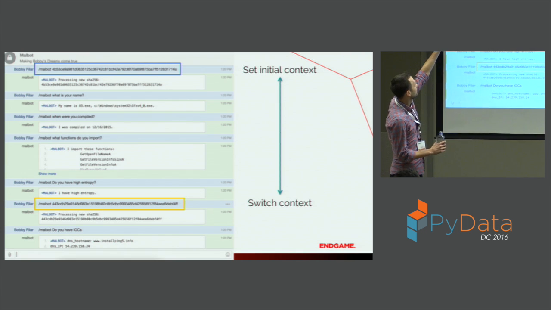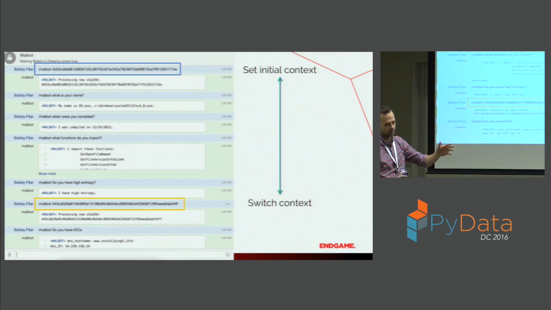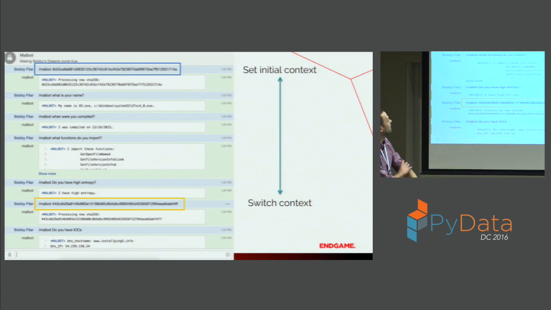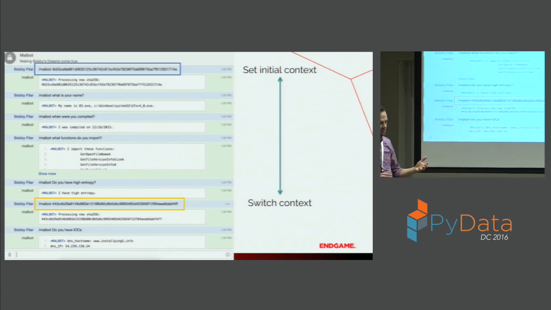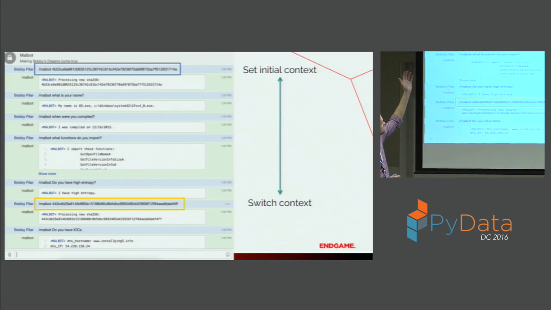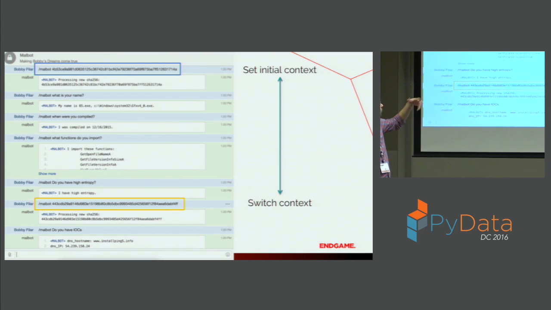You start out, everything is a slash command. If you have HipChat or Slack or anything like that, it's pretty standard fare for how you interact with the bot in these messaging platforms. Slash Malbot, SHA-256, he comes back saying, I've processed this, I'm good to go, start asking questions. What is your name? He provides a list of names he has been called according to VirusTotal. I can distill down when were you compiled, what functions do you import, do you have high entropy?